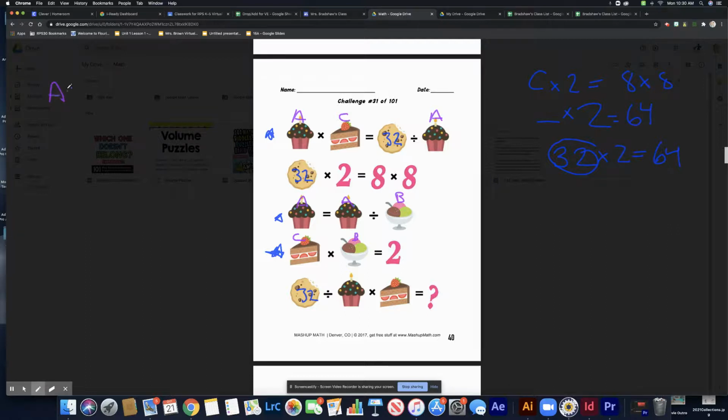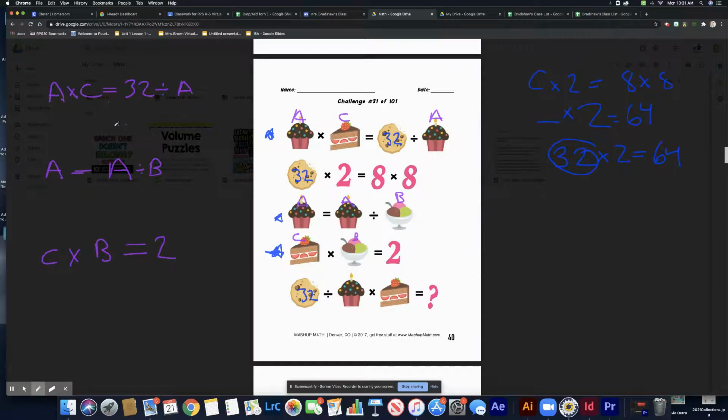So I'm going to rewrite all of them so that it's a little bit easier. So I have A times C equals 32 divided by A. I also have A equals A divided by B. And if you don't need to rewrite these with letters, you don't have to. I just do it for me personally because it's easier for me to work with letters than it is for pictures. So then I have C times B equals 2.